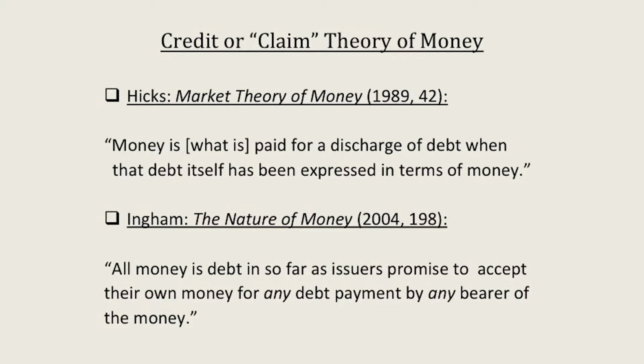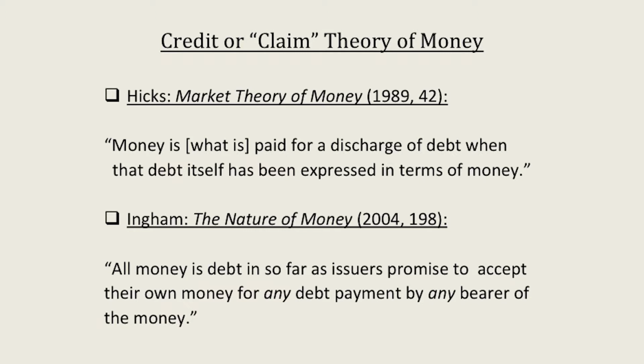Now, the credit or claim theory of money is much more sophisticated. And I'm quoting from two scholars, both of whom I did respect, in the case of Sir John Hicks, Hicks's market theory of money. Hicks said, money is what is paid for a discharge of debt when that debt itself has been paid in terms of money. So it's purely circular reference.